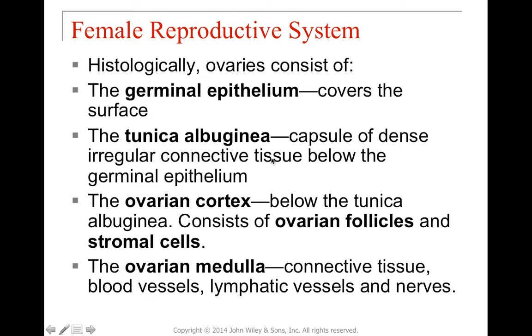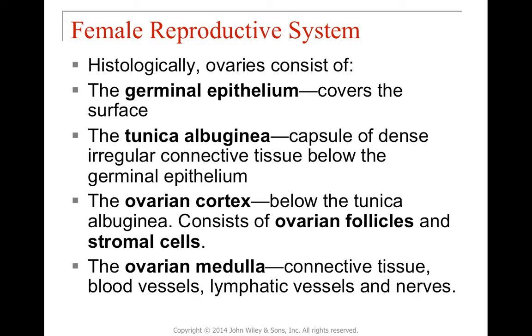So if we're looking at the ovaries under the microscope, so you're talking histologically, we have the top layer is the germinal epithelium. That's going to cover the surface. Underneath that, we have the tunica albuginea. Interesting, didn't we just hear about that when we were talking about the male reproductive system? Again, we're going to see a lot of similarities because these come from similar tissue types. So the tunica albuginea is a dense capsule that is going to be below the germinal epithelium, and the ovarian cortex is going to be found beneath that.